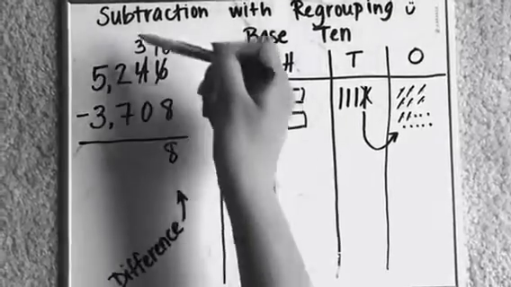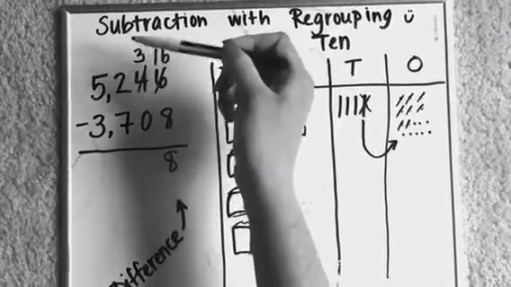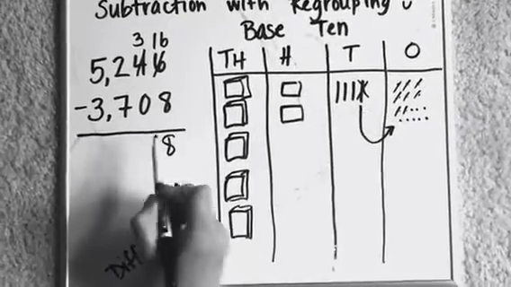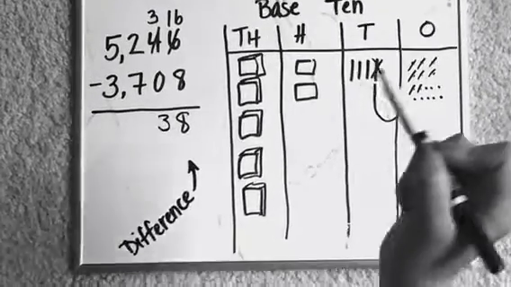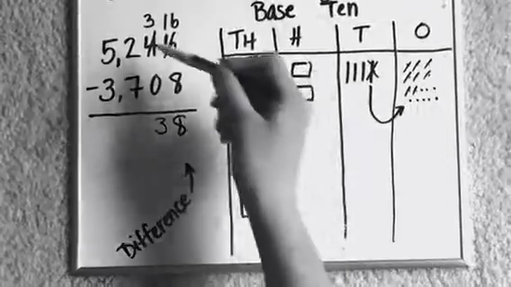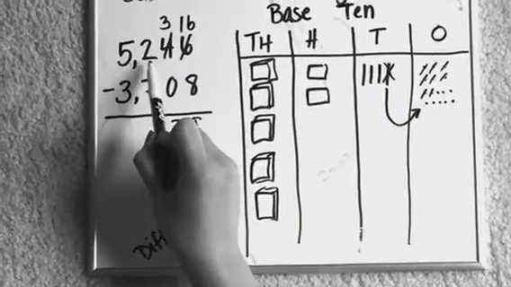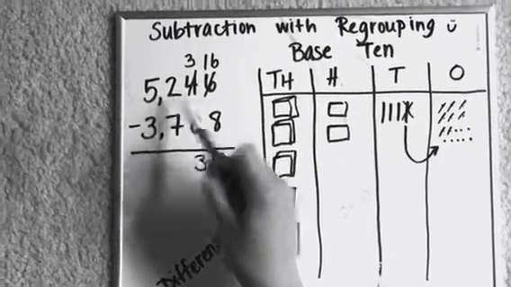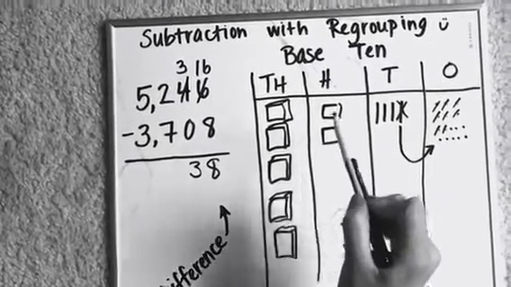Okay? Now let's move to the tens place. I have 3 tens and I need to subtract 0 tens. That means that I have 3 tens left. Let's look at our hundreds. This is asking me to subtract 7 hundreds from 2 hundreds. Well, I don't have enough in the hundreds place.